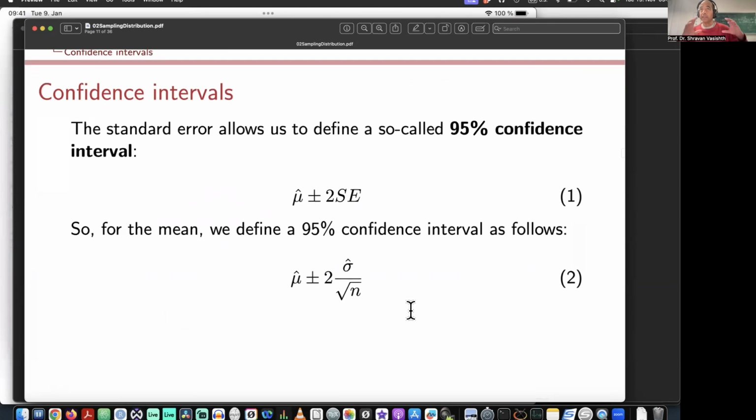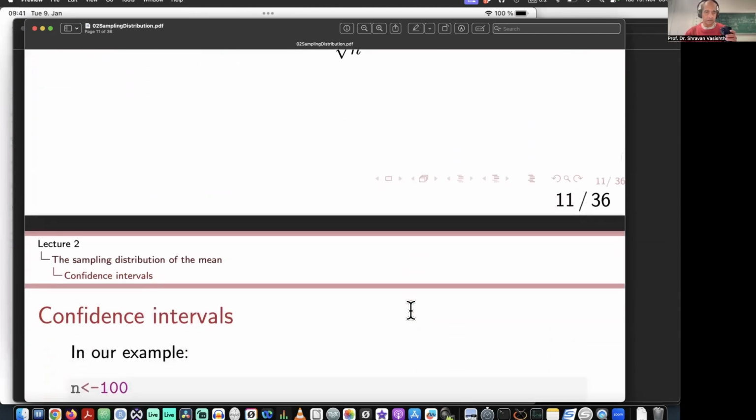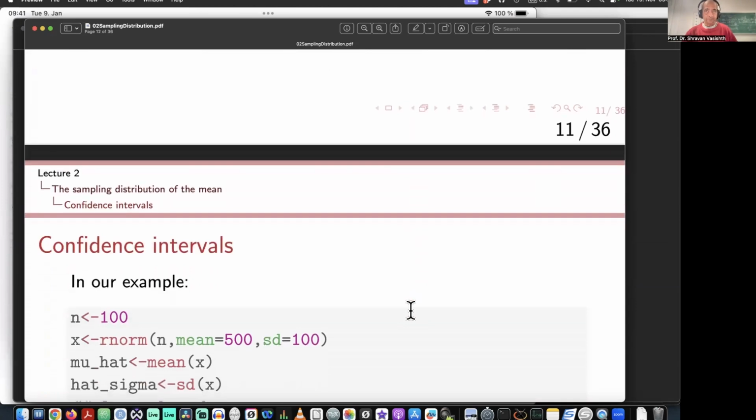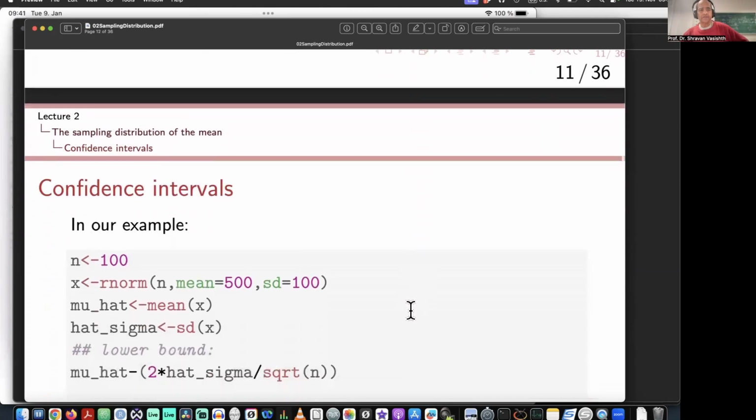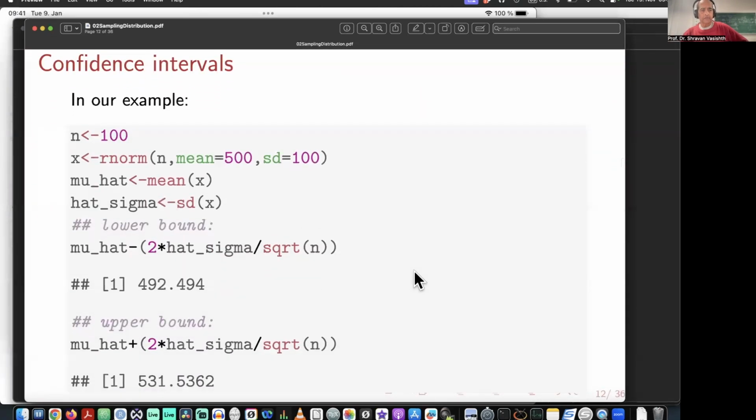That this is a very common summary statistic that you will see in papers reported alongside the sample mean or the difference in sample means. So let's compute a 95% confidence interval in our data, right? So let's take a sample of size 100. I'm just taking a fresh sample, okay? Just to simulate a real life situation. I collect my sample. I compute the sample mean, which I'm calling mu hat. I compute the sample standard deviation, which I'm calling sigma hat, right?